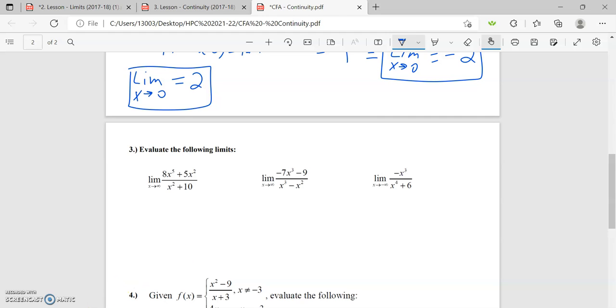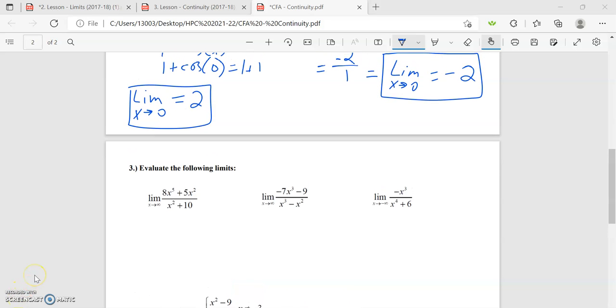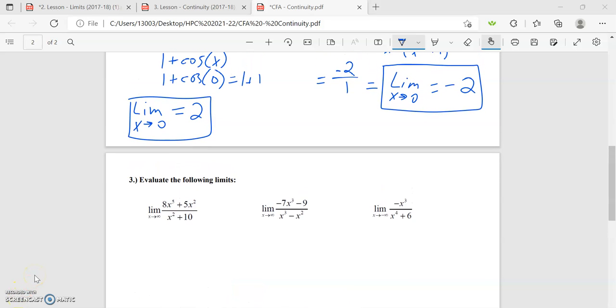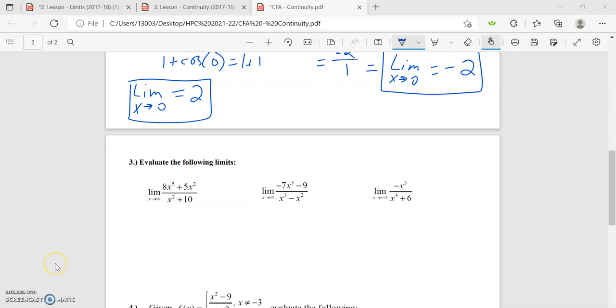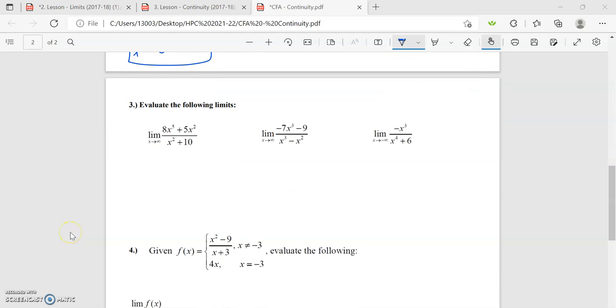Let's see how much time we got left on this. Looks like, yeah, let's go ahead and do these. Let's talk limits at infinity. Shouldn't take too long.